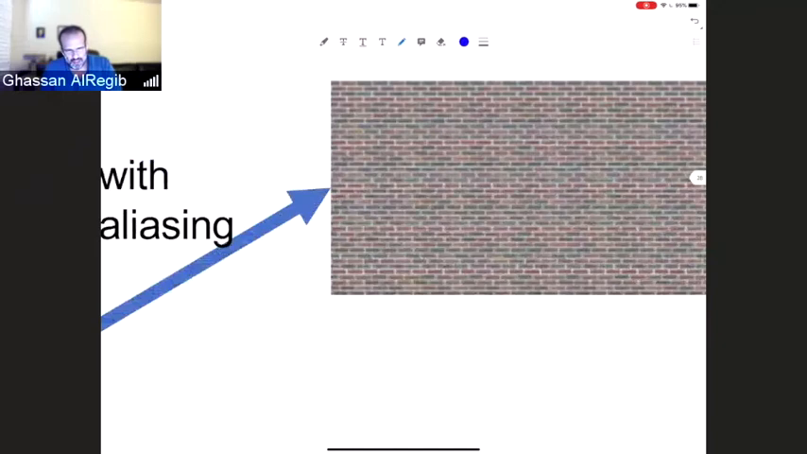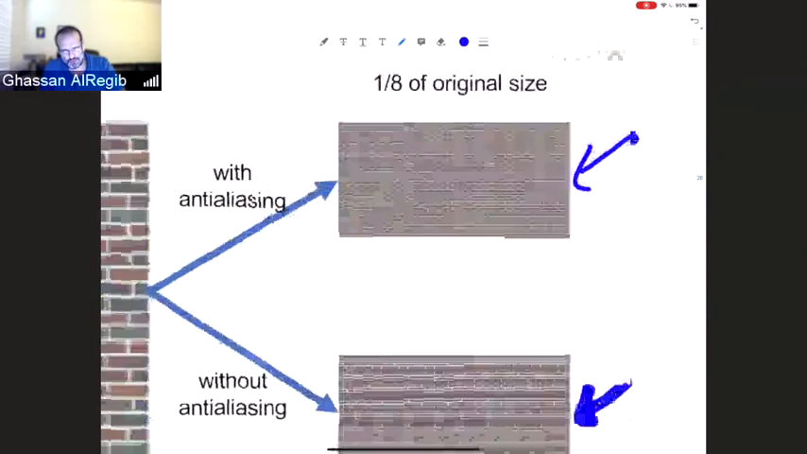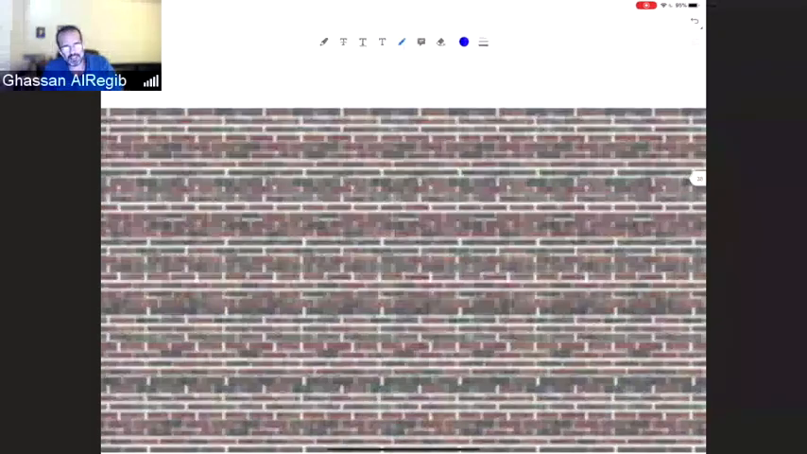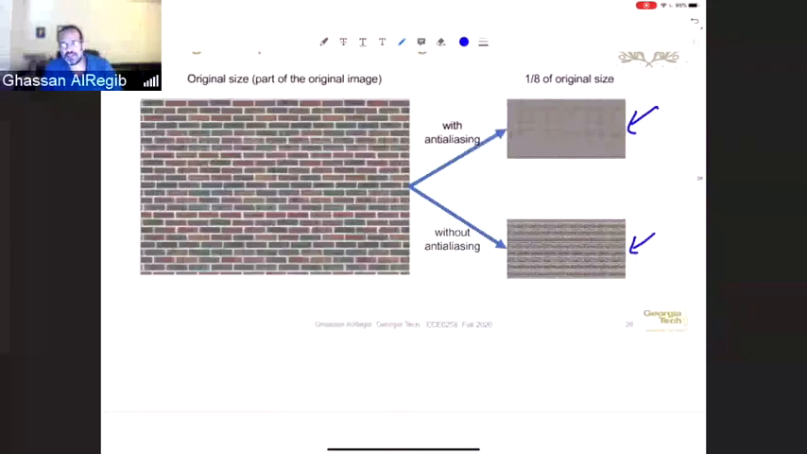In here, the fundamental structure of the pattern in the brick wall is maintained, right? You don't have those distortions from the aliasing effect that you have in this case. So that's really the main difference between applying an anti-aliasing filter and not applying an anti-aliasing filter in this case.